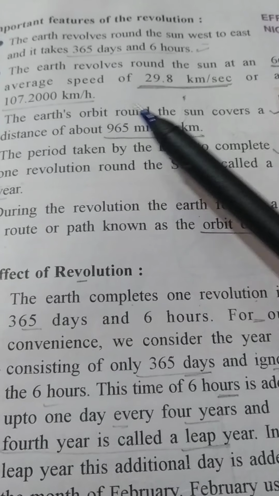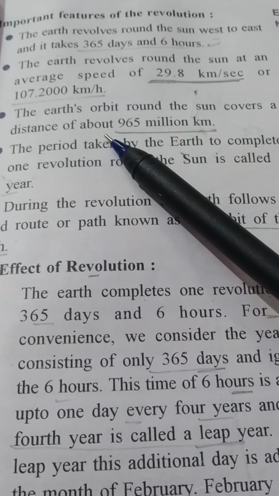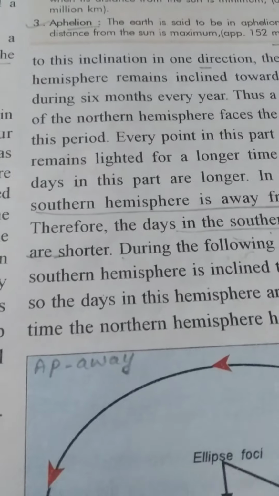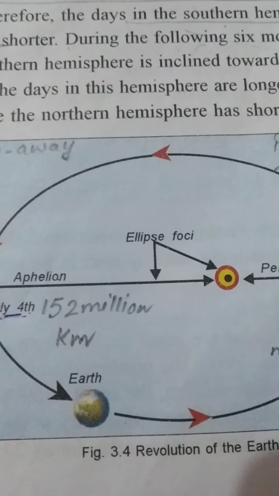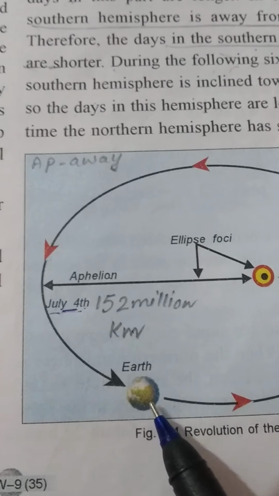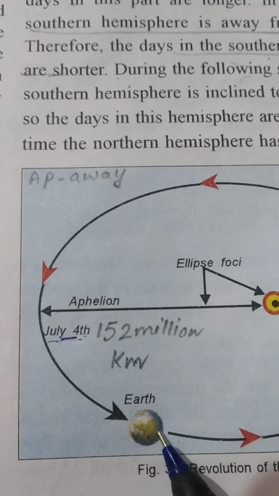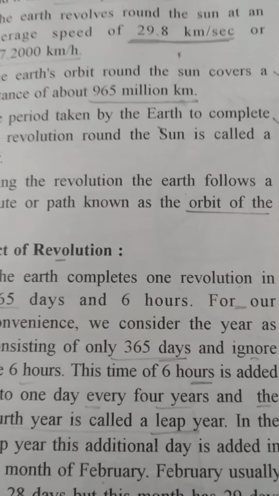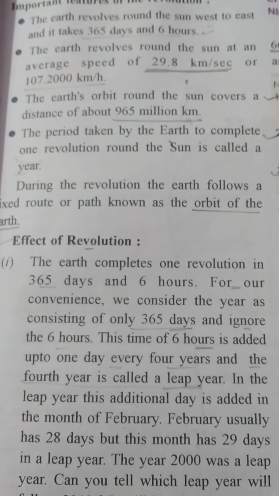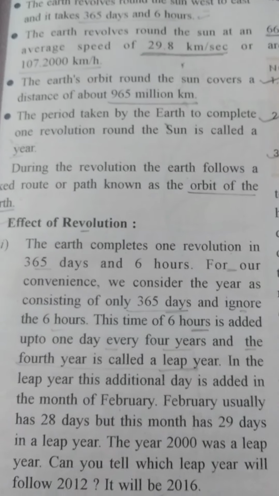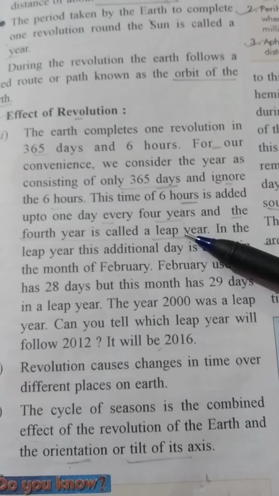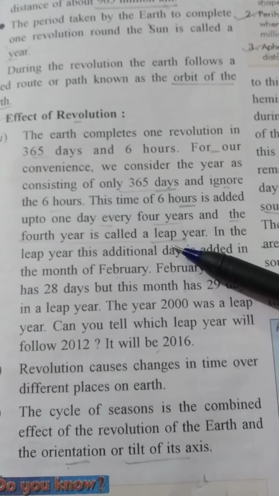The earth's orbit round the sun covers a distance of about 965 million kilometers in 1 year. See this, from this to this, in a complete 1 year, it covers the distance of 965 million kilometers. The period taken by the earth to complete one revolution around the sun is called a year. And what are the effects? The effect is the change in the seasons.